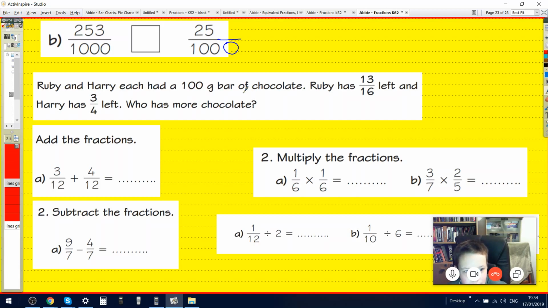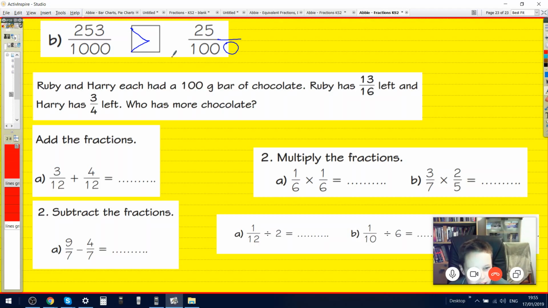And so what goes in the box? The greater than sign, with its mouth towards 253 over 1,000. Yes. How about the next one? Ruby and Harry each had a 100-gram bar of chocolate. Ruby has 13/16 left, and Harry has 3/4 left. Who has more chocolate?